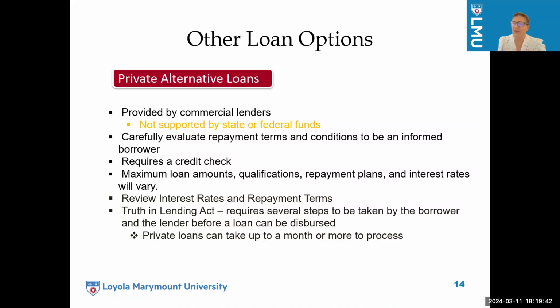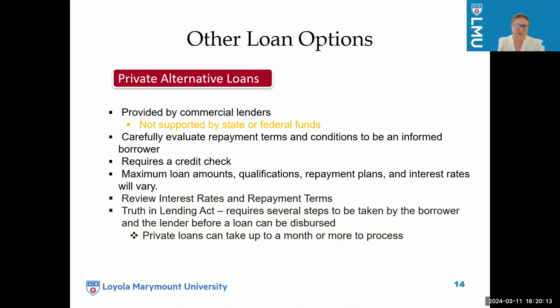Because they will vary from lender to lender. It won't be the same from one lender to the other. They will require a credit check, and they have maximum loan amounts, qualifications, repayment plans, and interest rates. They will all vary. You want to make sure that you're reviewing your interest rate. Make sure that it's a set interest rate, that it's not going to fluctuate. You want to make sure that you're reading those repayment terms.